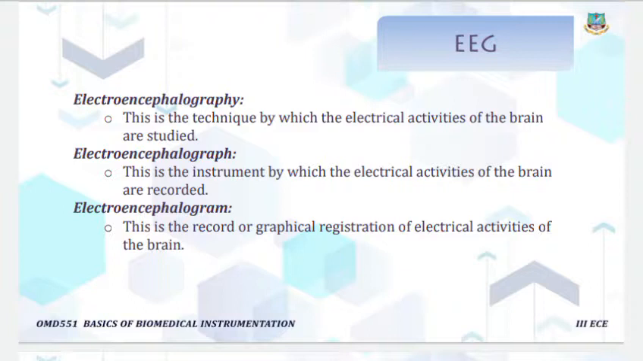Then electroencephalogram. What is electroencephalogram? It is the record, or graphical representation, of the electrical activity of the brain. These all come under EEG: electroencephalography, electroencephalogram, and electroencephalograph.